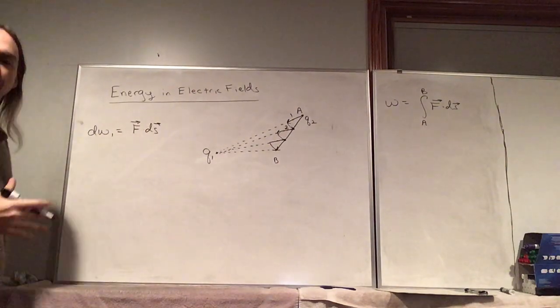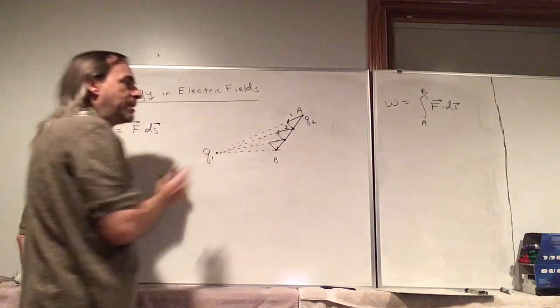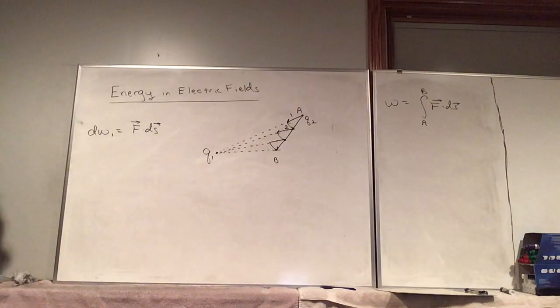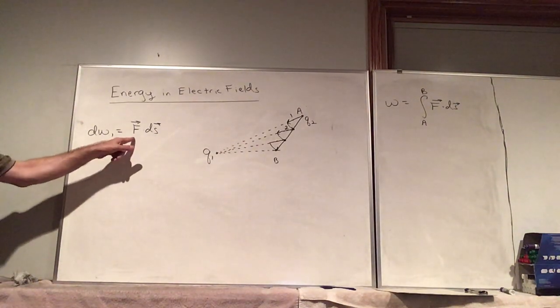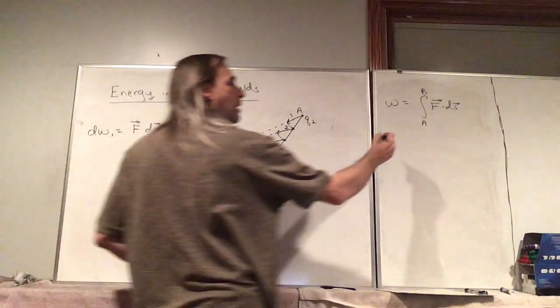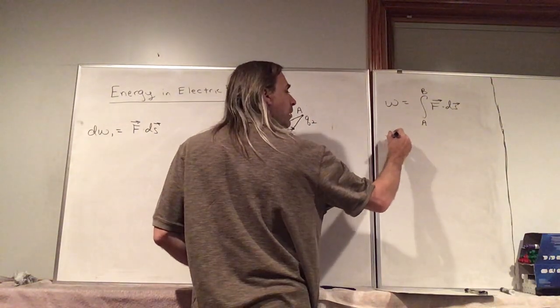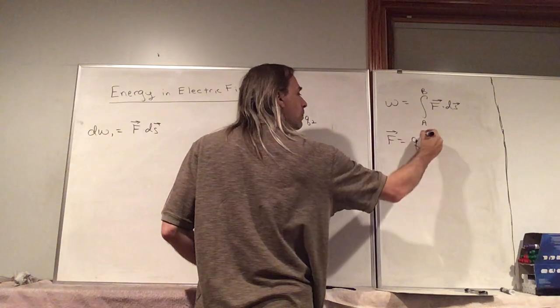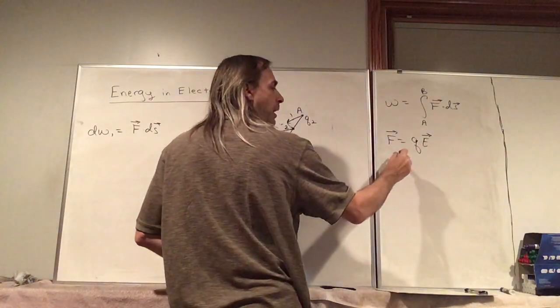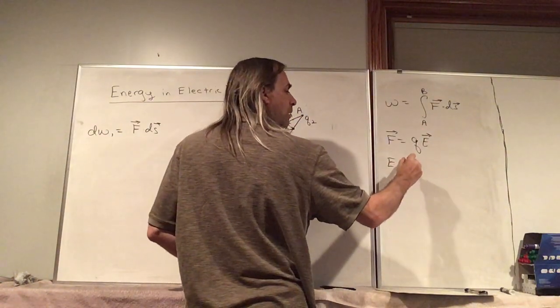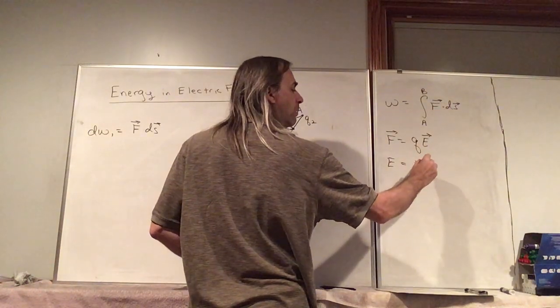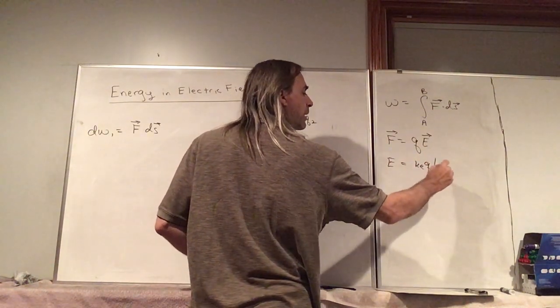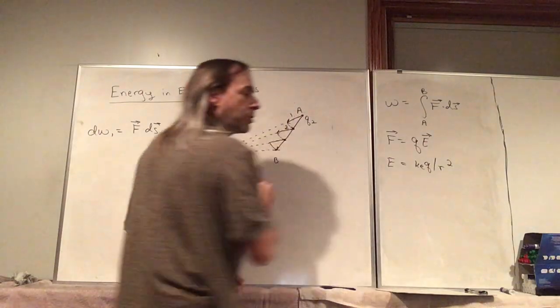And another reason we have to break this path up into pieces is because the force depends on the distance. So let me draw the electric field. Let's do it in pieces. So we have F equals QE, and the magnitude of E is k_e Q over R squared.